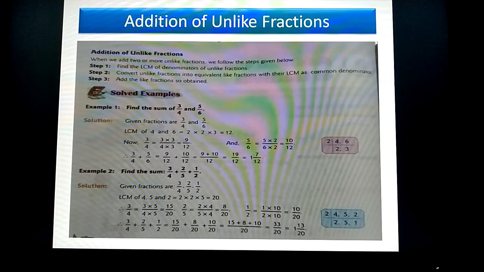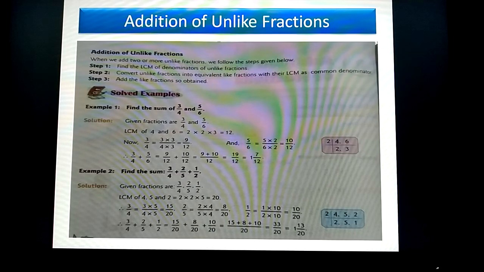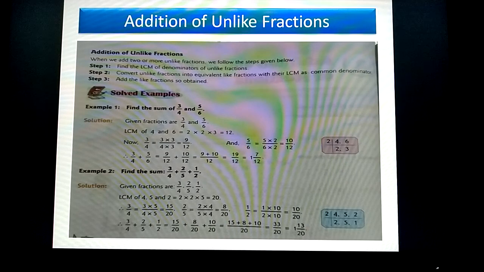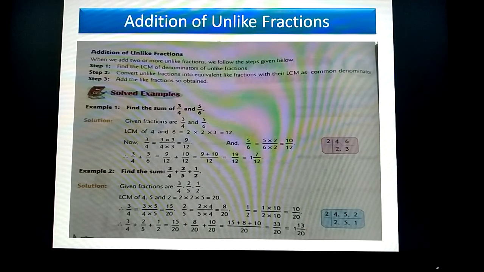Now moving to the next, addition of unlike fractions. Now we all know what unlike fractions are, so let us see how to do it. Now in case of unlike fractions, the denominators are not same, so we have to make the denominators same. One of the methods which has been given to you in your textbook is the LCM method.